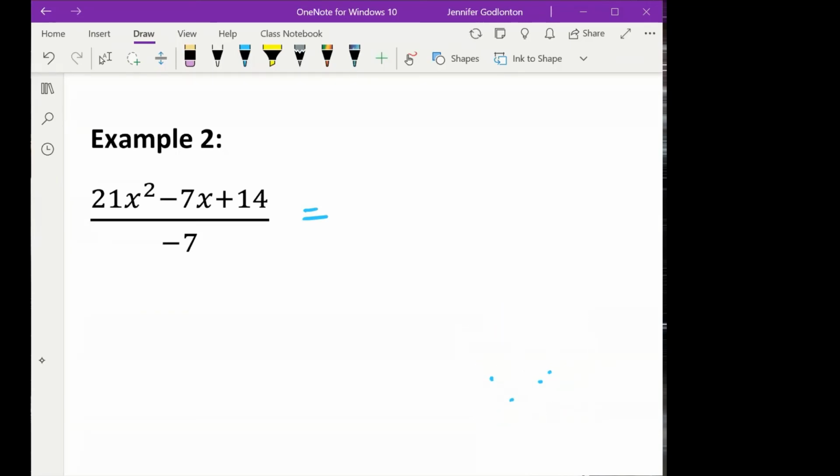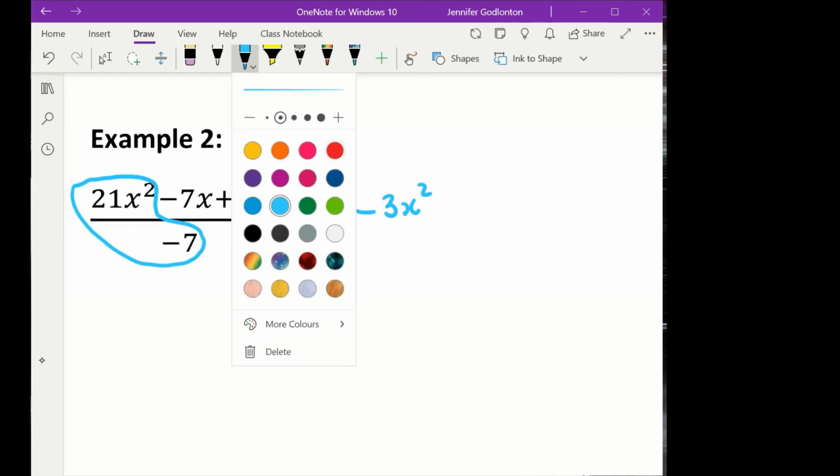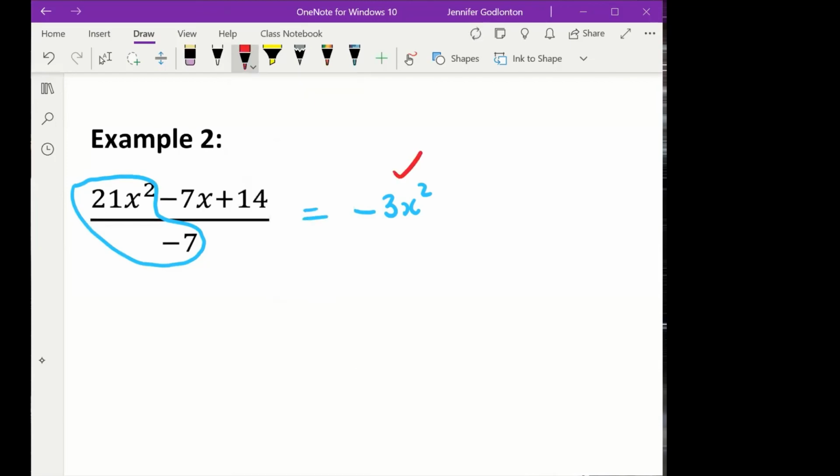Okay, so let's do it step by step. First one, just looking at that. So first we look at numbers. A positive divided by a negative is a negative. 21 divided by 7 is 3. And then I've got my x squared. So if you got negative 3x squared for your first term, give yourself a mark.